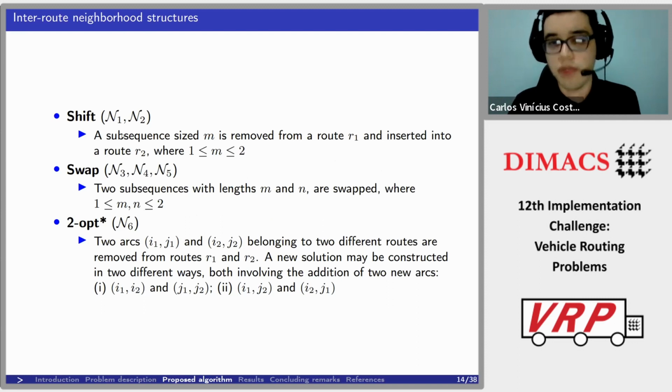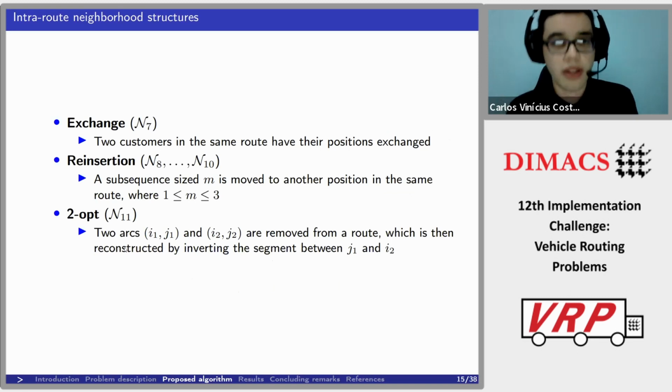Basically, moving a block of one or two clients between two routes. We've got exchanging the positions of two blocks of customers between two different routes, which is the swap. And finally, the two-opt star, which consists in removing two different arcs from two different routes and reconstructing them in the two possible ways.